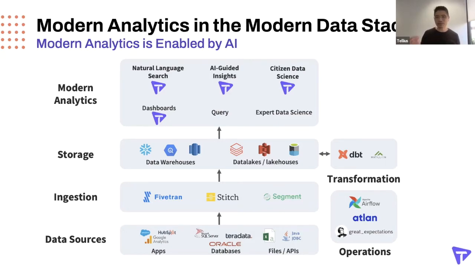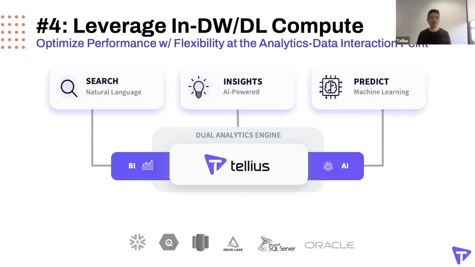So now you might ask, well, what's the 4th thing? So the 4th thing is that you have to understand that analytics sits on top of the other pieces of the data stack. So the 4th thing is to efficiently leverage the in-data warehouse or the in-data lake compute power of the underlying storage layer, right? So the idea is that you have this great set of technologies underneath you. You want to optimize performance of the resources and the infrastructure you have, but the analytics part needs to be flexible enough at the analytics data interaction point to be able to leverage the underlying technologies.